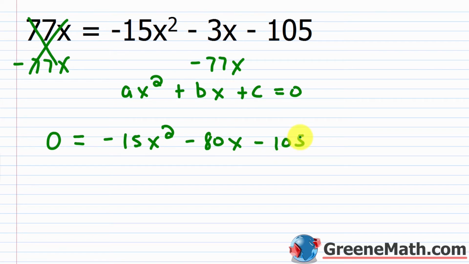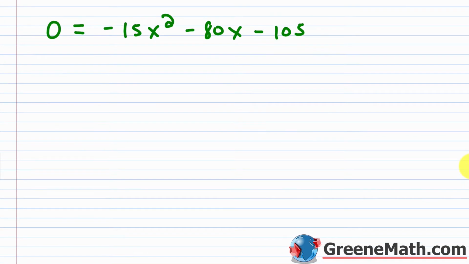So let's scroll down a little bit. Now, there's two things here. Most people like their 0 to be on the right. There's nothing wrong with just flipping this around and saying this is -15x squared minus 80x minus 105 is equal to 0. Okay, that's perfectly legal.